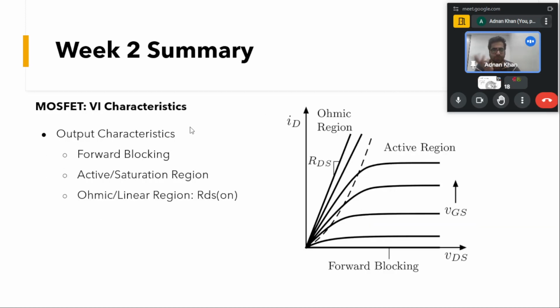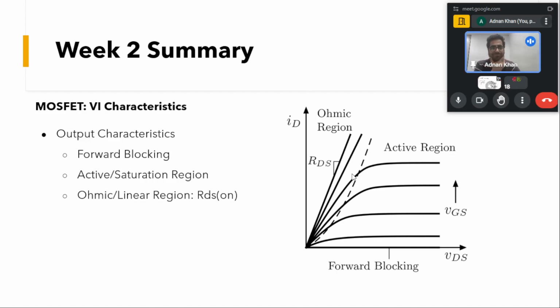Now coming to the MOSFET, I'll briefly go through this in a similar fashion to the diodes. You would have seen the characteristics of the MOSFETs as well. We have mainly three regions: forward blocking region, active region, and ohmic region. Usually we want our device to operate in the ohmic region, because it will follow Ohm's law. In the forward blocking region, the gate threshold voltage VGS is not provided, so our device is not able to conduct.